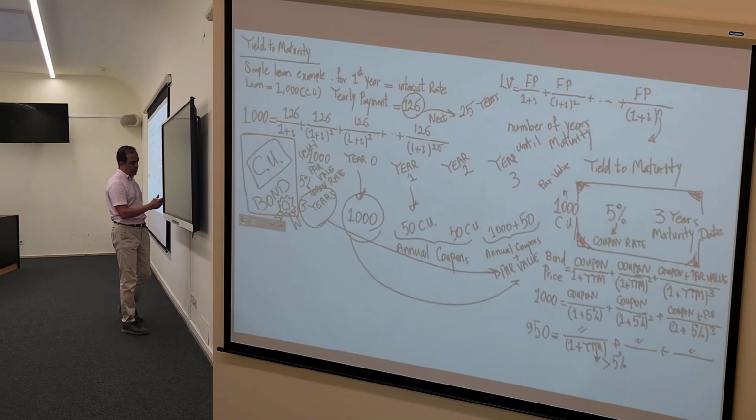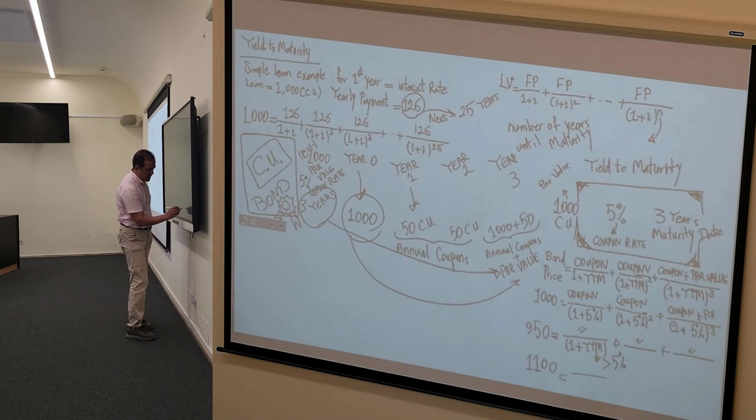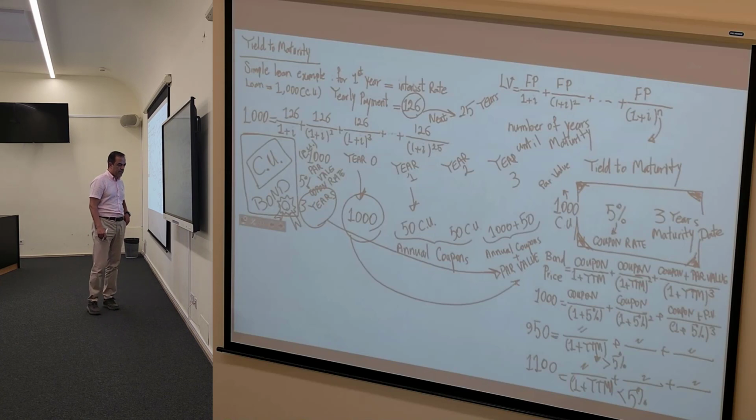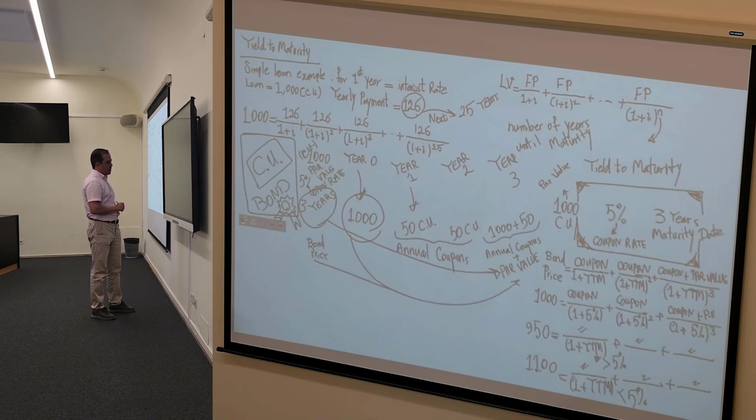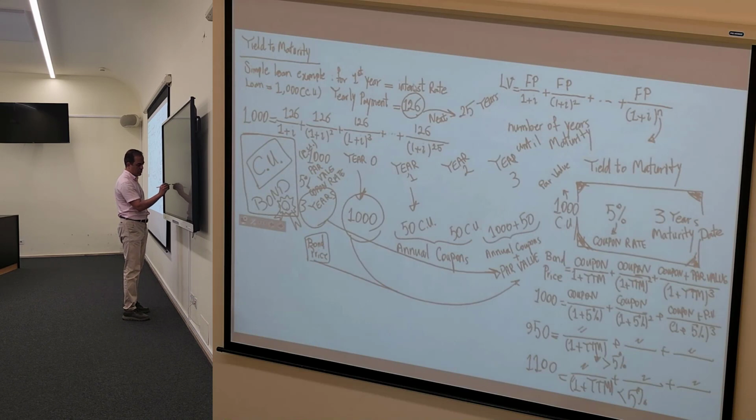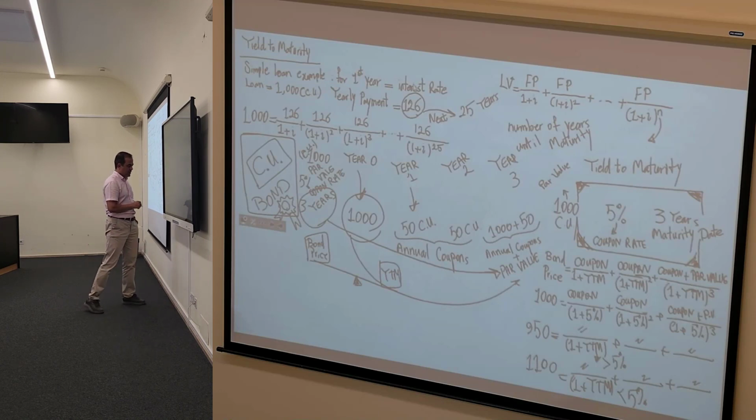If we have an increase in the bond price and we see that the bond price is, for example, 1,100, it means that what? We have something similar to what we had before, except this yield here is less than 5%, because the bond price is now higher than the 1,000 that we had as the par value before. So we can say that the bond price and the yield to maturity are moving in opposite directions.